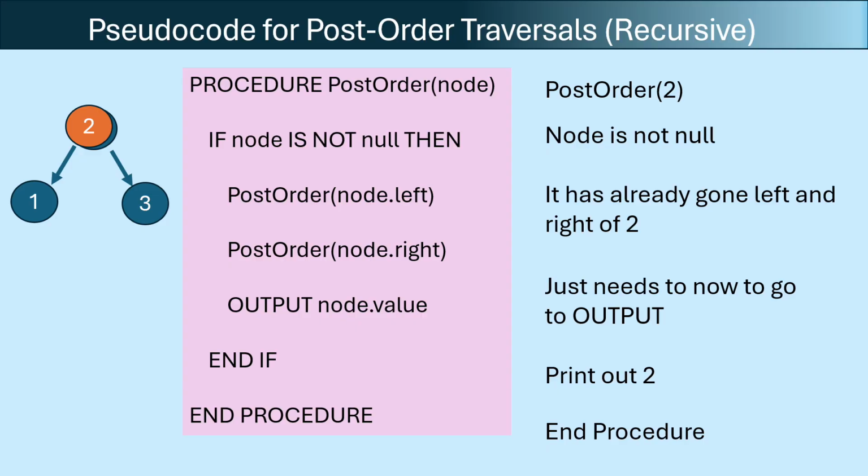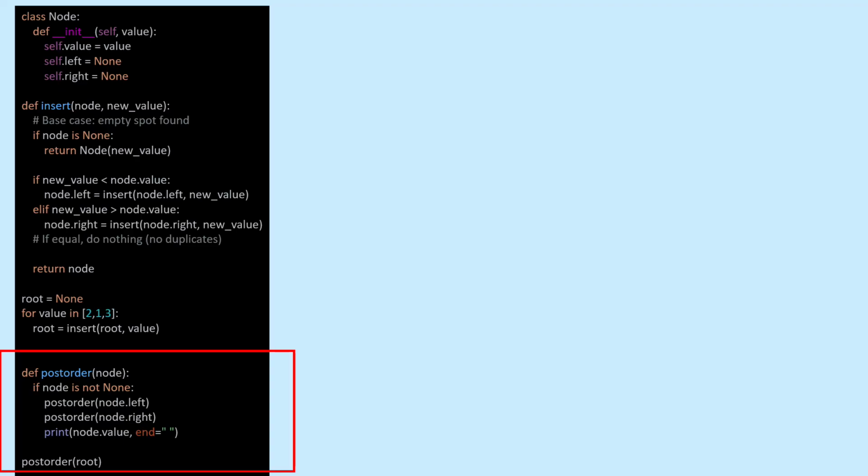Now this one is like this. So the Python code, def post-order, if node is not None. Post-order, so we're going to first look at the left child, then we'll look at the right child, then we'll look at the root. So this would print out 1, 3, 2. So this one always prints out the root last.